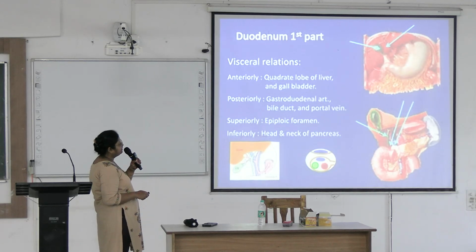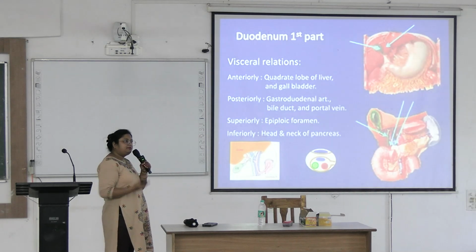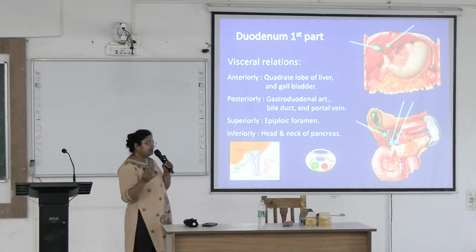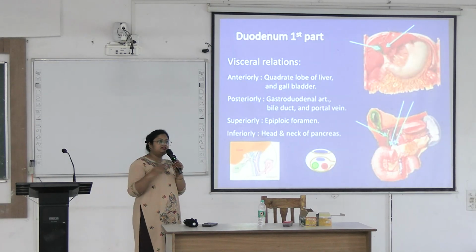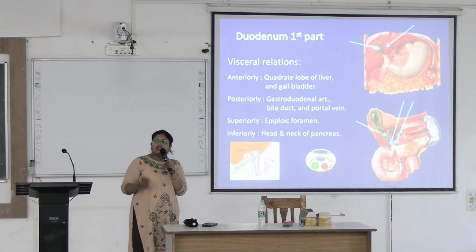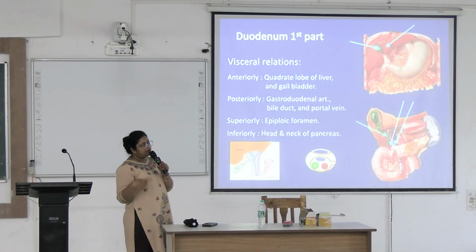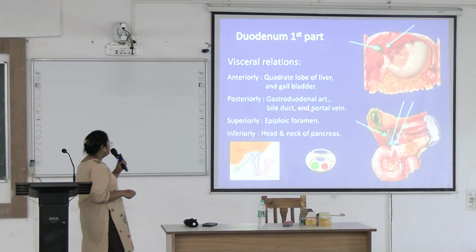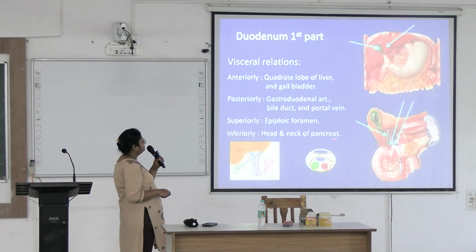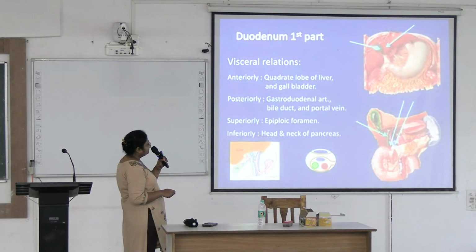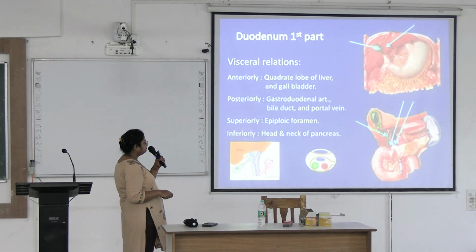Here is the epiploic foramen just above the first part of the duodenum, through which the two sacs of the peritoneum are connecting. The greater sac is connecting with the lesser sac through this epiploic foramen. The boundary of the epiploic foramen is also asked in your viva. So superiorly the epiploic foramen, inferiorly the head and neck of the pancreas.